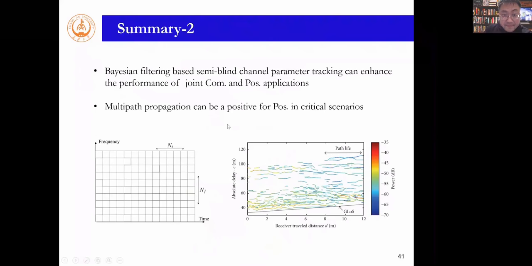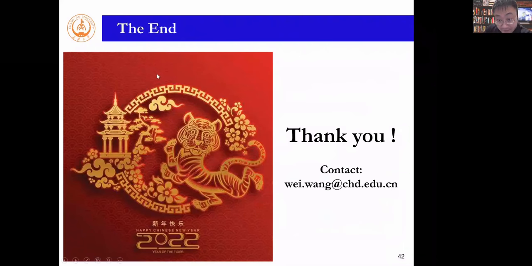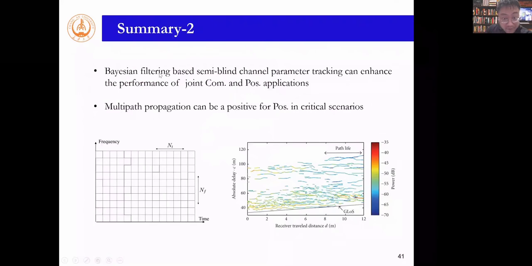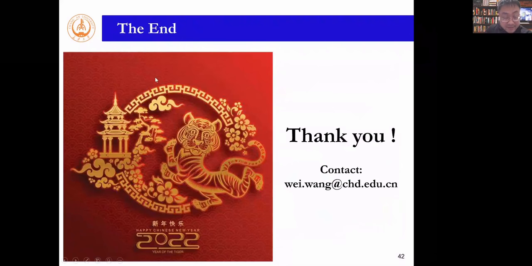Okay, in this part, I introduced some interesting applications of path tracking. The first is semi-blind channel tracking, which can be applied for joint communication and positioning. And the second is multipath assisted positioning, where you turn the multipath from the bad side to the good side. Okay, that is all for my talk. And I wish you all a happy new year, happy Chinese New Year.